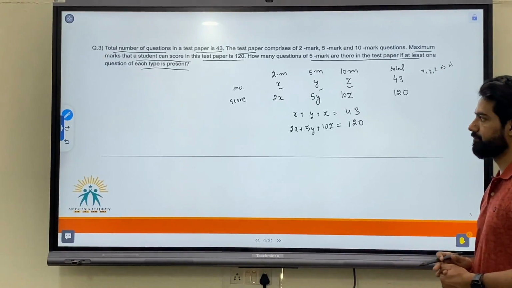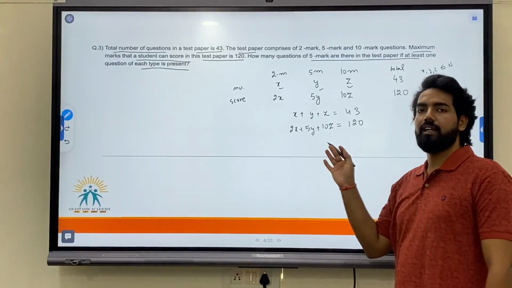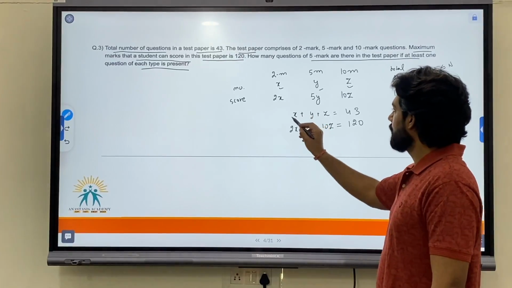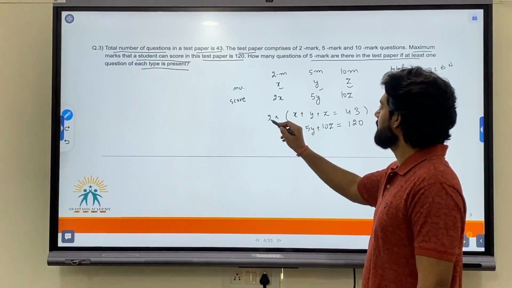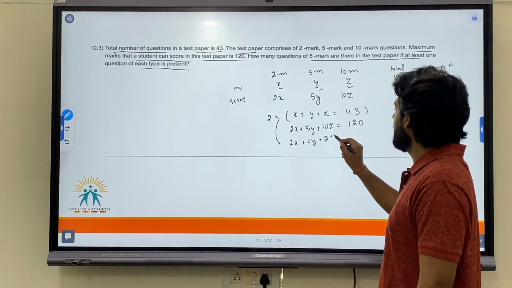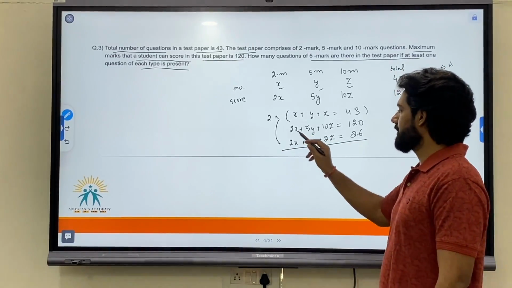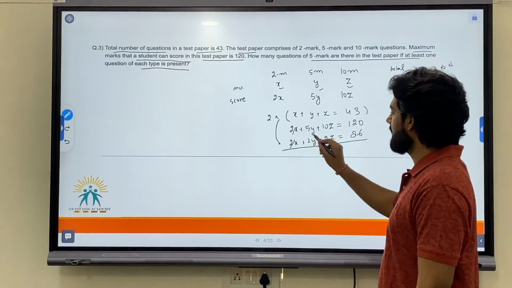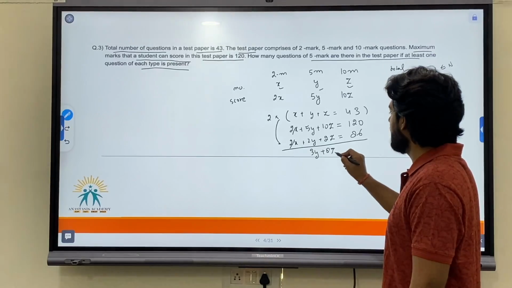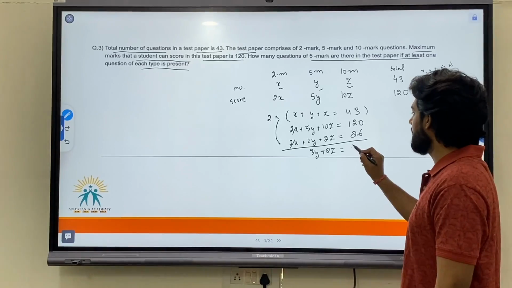I need to eliminate one variable to get an equation in two variables and then find their integral solutions. So from here I can eliminate x. Multiplying the first equation by 2, I get 2x plus 2y plus 2z equal to 86, and subtracting this equation from the second equation, the 2x gets cancelled, so 3y plus 8z is equal to 34.